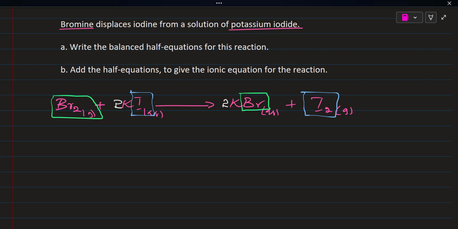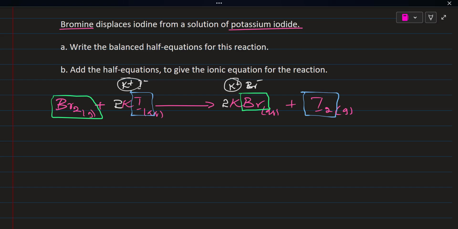K does not change. Remember, if I split this, it will be K plus I minus, and K plus Br minus. You can see K plus and K plus. So that one is not participating in the redox reaction. A species that is not participating in the redox reaction is called a spectator ion. An ion that doesn't participate in the redox reaction, whose charge does not change. You are going to see that later. So it is a spectator ion, and we don't use it in writing our half equation. So write the balanced half equation for the reaction.